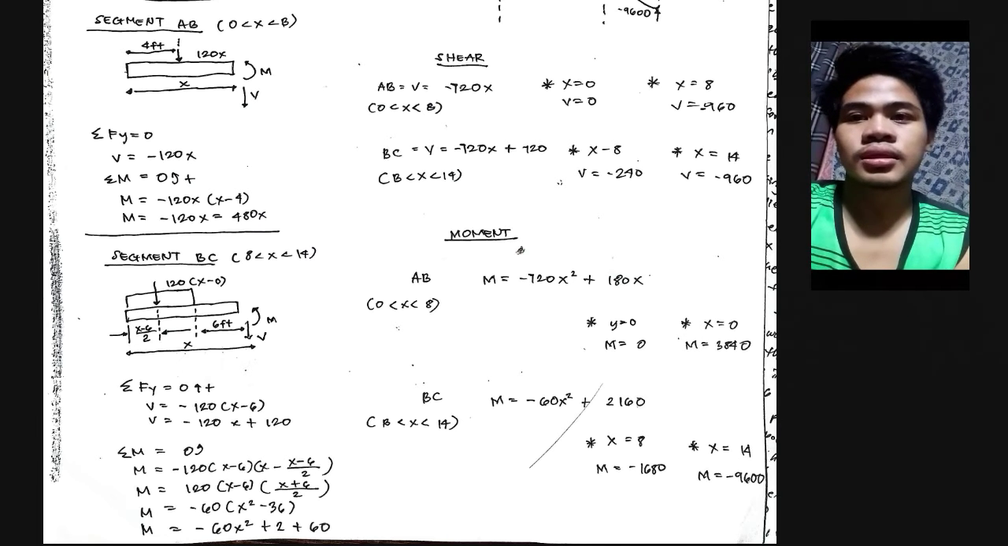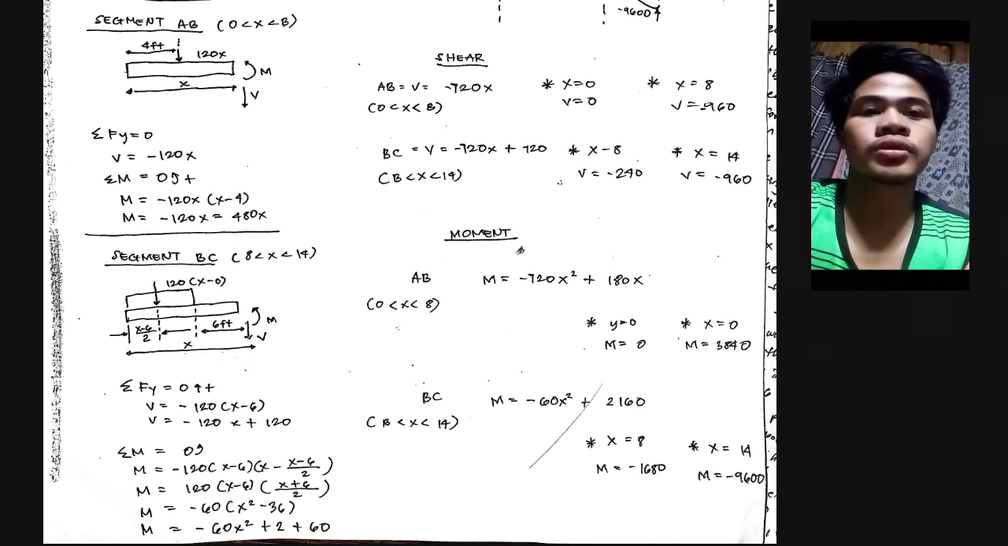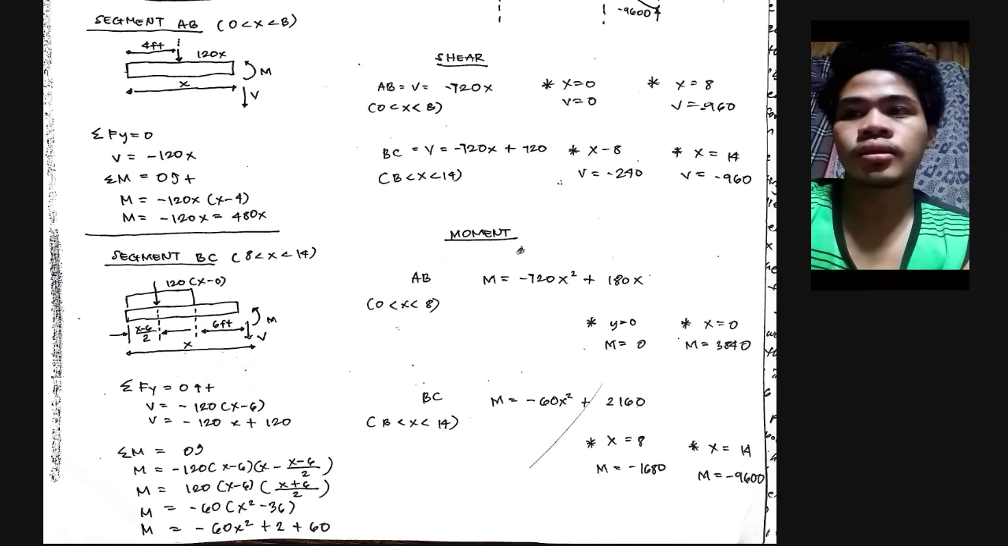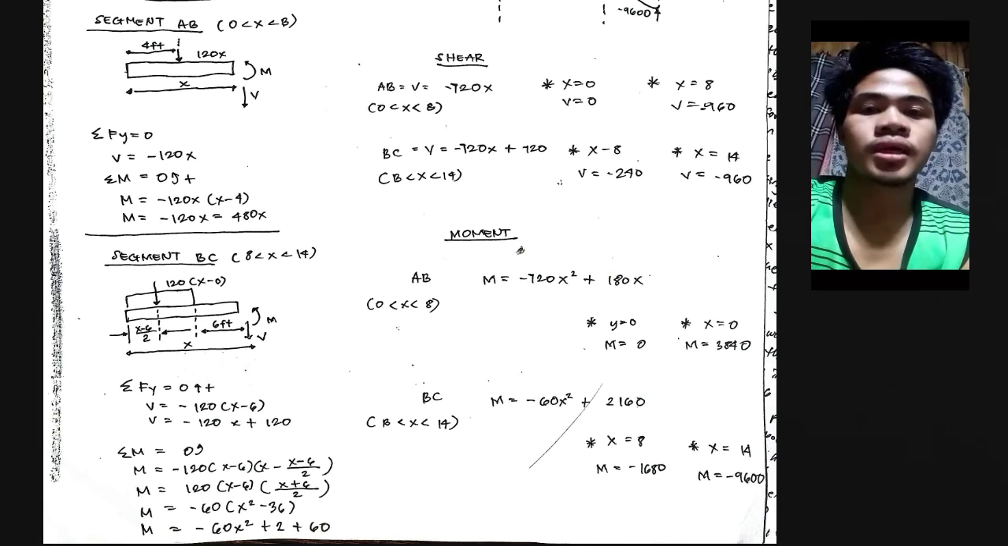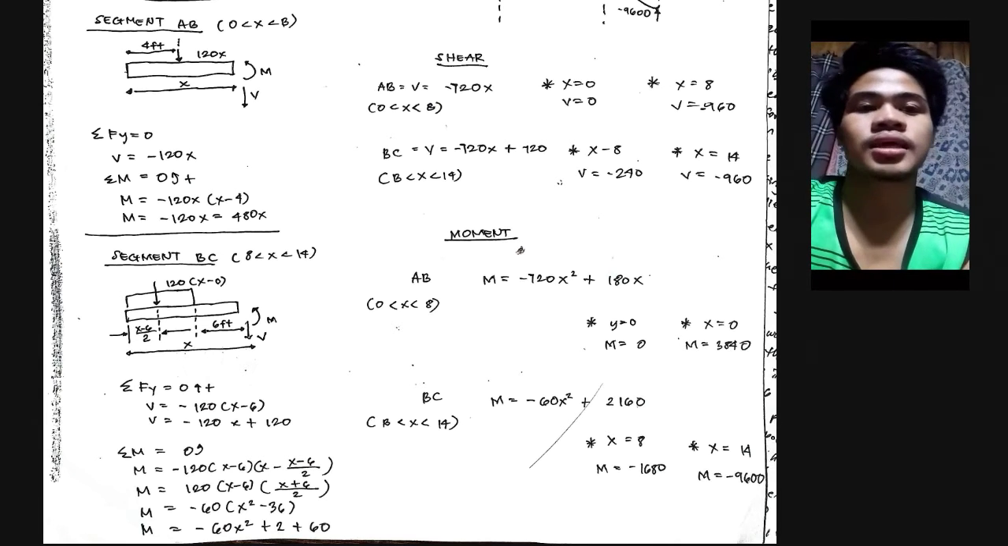And for the summation of the moments, in order to get the moment at this point C, we get negative 120 multiplied by x minus 6 multiplied by x minus x over 2. That is the distance from the concentrated load to point C. That gives us an equation of negative 60x squared plus 160.